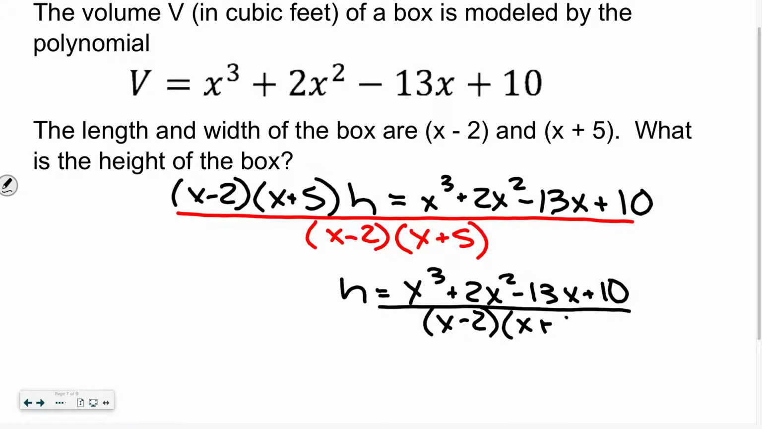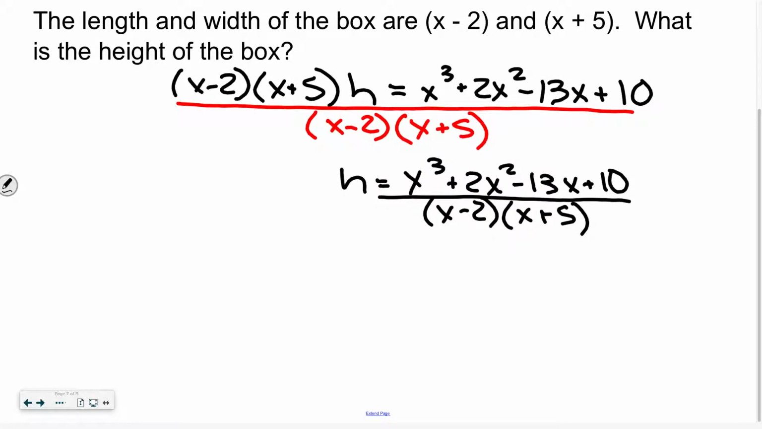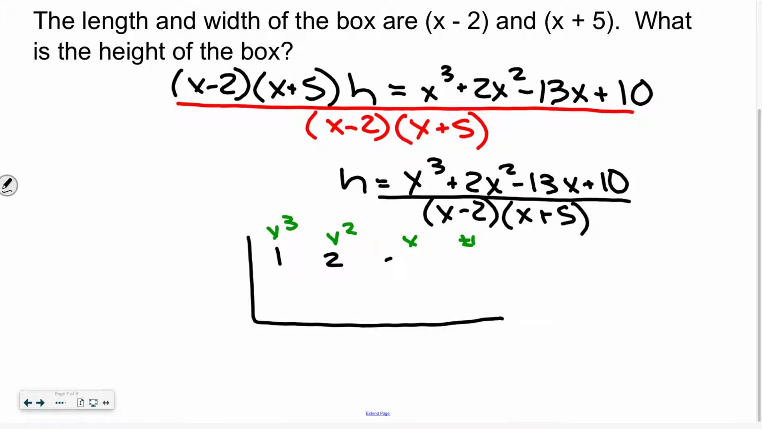Now, here's the really cool thing about synthetic. You can build on synthetic. So you can do synthetic once to divide, and then you can build right off of it and divide again. So I'm going to set up my division. What's my highest exponent? x cubed, x squared, x, and a number. I'm going to drop in the coefficients, 1, 2, negative 13, 10.